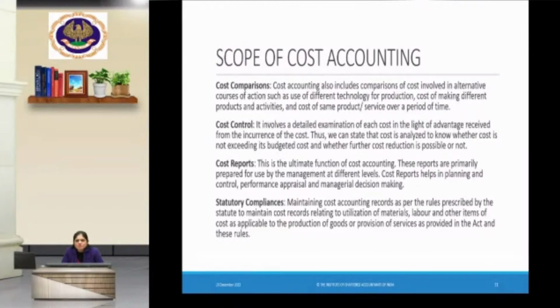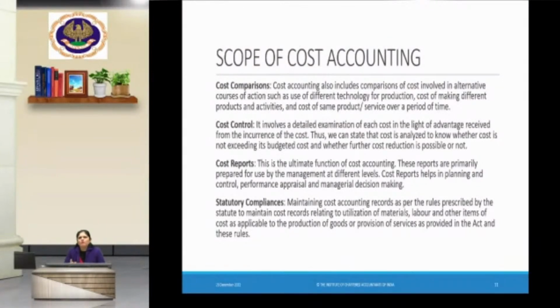Cost reports. Again, the scope of cost accounting includes making different forms of reports which the management wants. This is the ultimate function of cost accounting. These reports are primarily prepared for use by the management at different levels. Different levels of management need different forms of reports, all right? Higher or top management wants reports for strategic decision making.